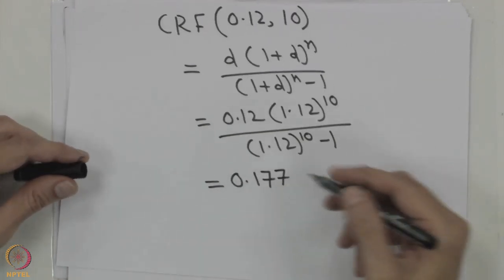What is this 0.177? Just to give you an idea, let us think in terms of investing 1,000 rupees in an equipment or a project which has a life of 10 years, and the company or the individual making the investment has a real discount rate of 12%. This will mean that 1,000 rupees is equivalent to an annualized investment of 177 rupees each year over the life of the equipment. That's what this 0.177 means, which means that if in this project I'm getting a benefit of 200 rupees every year, then it's worthwhile to go for it.